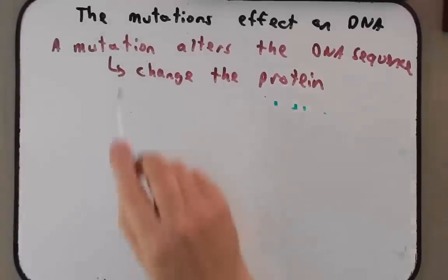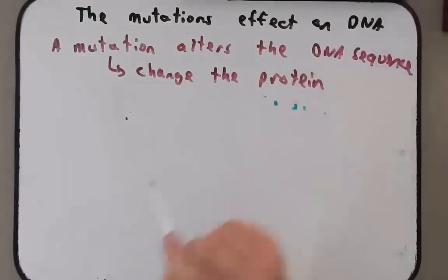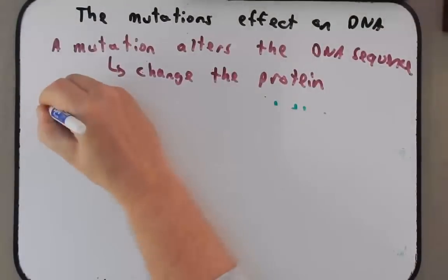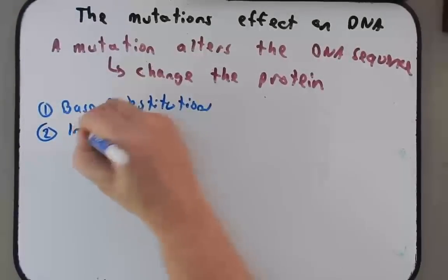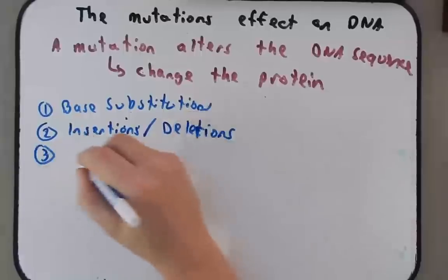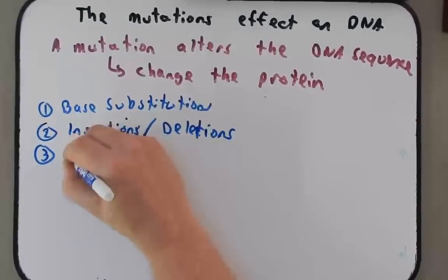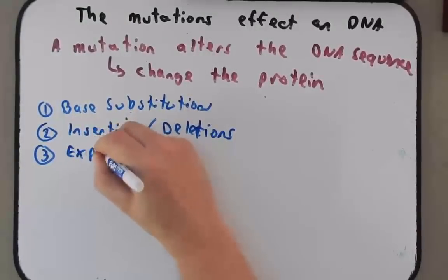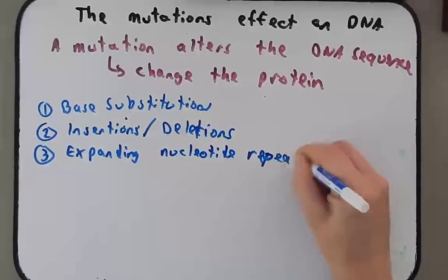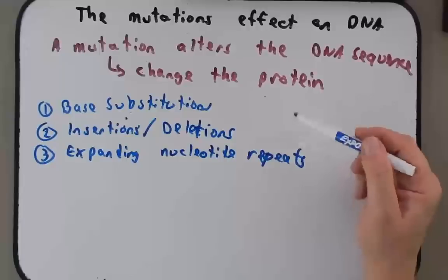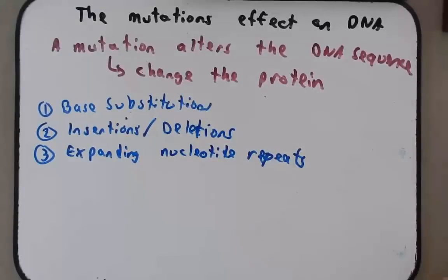Classifying gene mutations based on the effect on the DNA, we can call them base substitutions. We can call them insertions or deletions. And lastly, the third one we will talk about are these expanding nucleotide repeats. We'll come back to in a moment how these different kinds of changes in the DNA can have an effect on the organism. But for now, let's just talk about what it's doing to the DNA. Let's start with base substitutions.